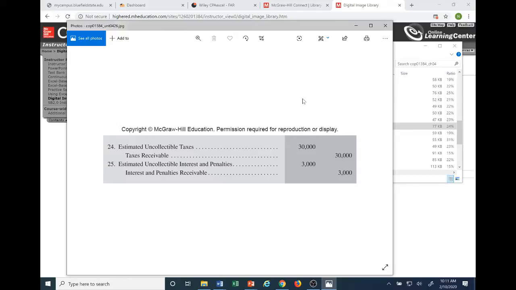For entry 24 here, obviously this is reduced. This is going to write off the uncollectible taxes, right? So in order to do that, we need to debit estimated uncollectible taxes and credit taxes receivable of $30,000. And why is this entry made here to write off taxes? Why are we not messing with any expenditures or revenues with this entry? Think about the time of the levy. What did we do at the time of the levy when we levy property taxes? What's the entry?